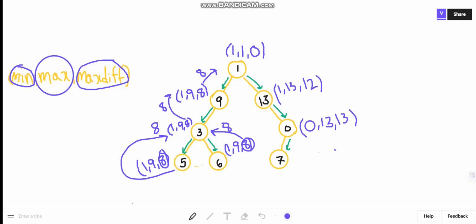Coming to its side, 7. 7 is greater than 0, so 0 will remain the same. 7 is less than 13, so the maximum also remains the same, right? And the maximum difference still remains 13. And 7 is a leaf node and it doesn't have any children, right?